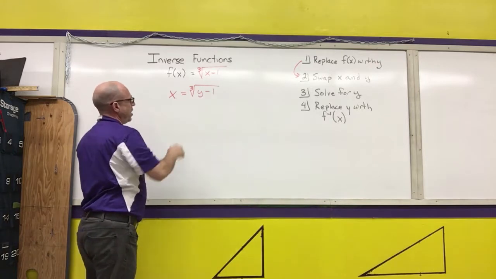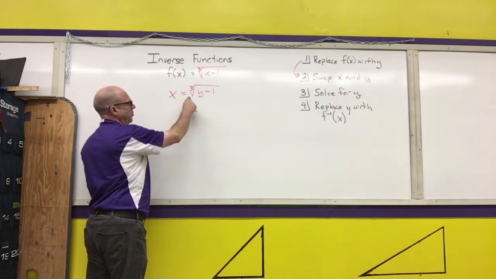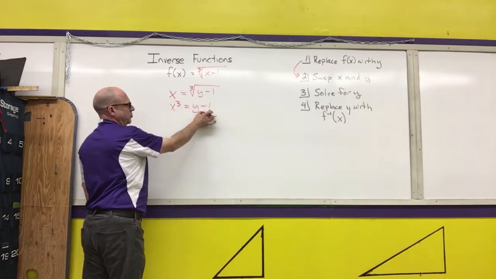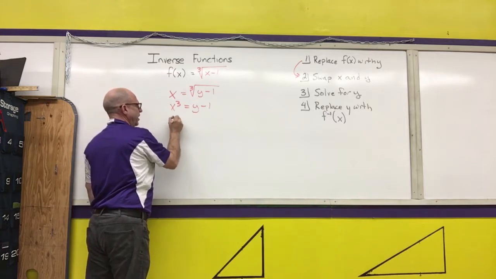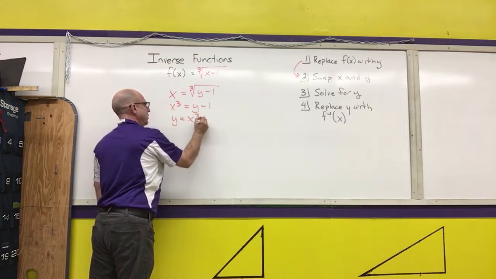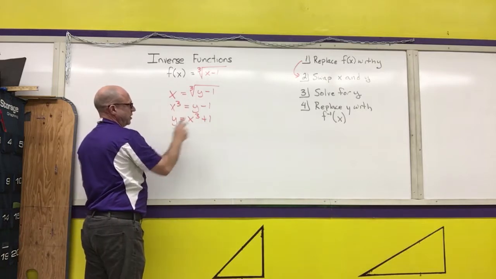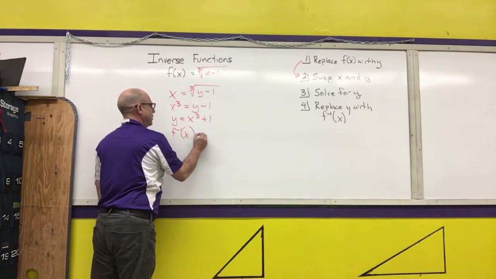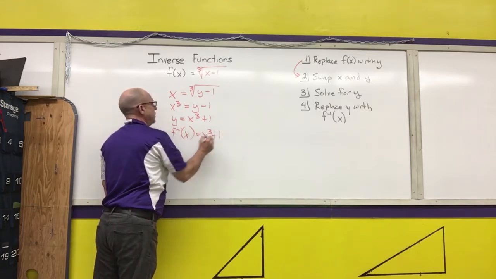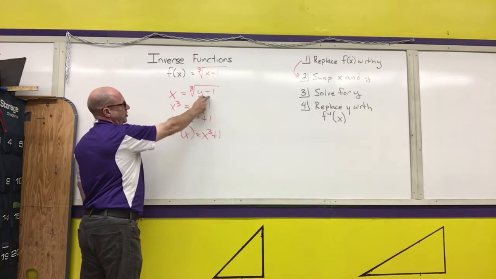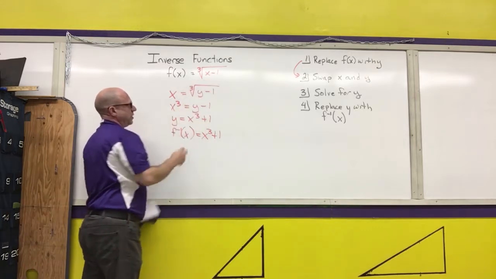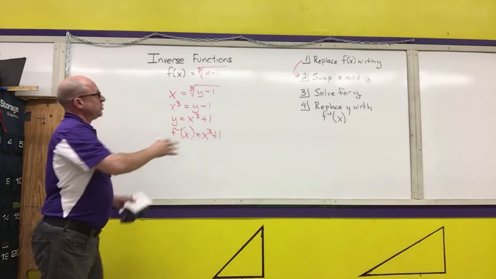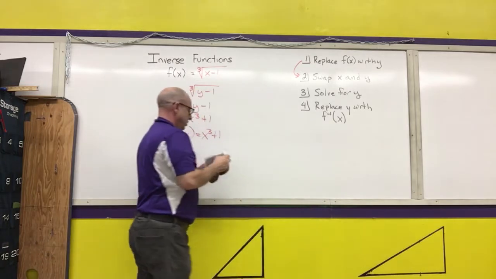Now I'm going to solve for y. To undo the cube root, I am going to cube both sides. To undo subtracting 1, I am going to add 1 to both sides. I also swap these two sides here, and now I'm going to replace y with f inverse of x. Note that I could have used the arrow diagram to do this one because I only had one x in the function. But this method will always work.